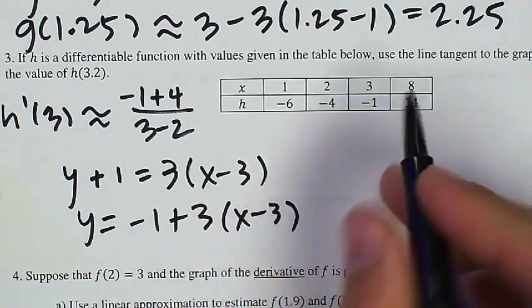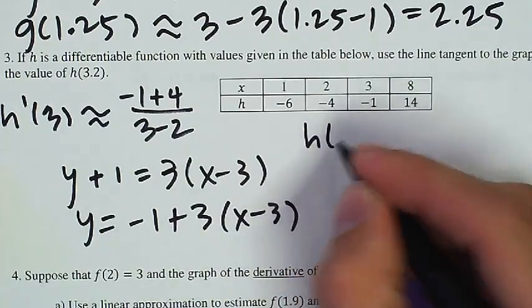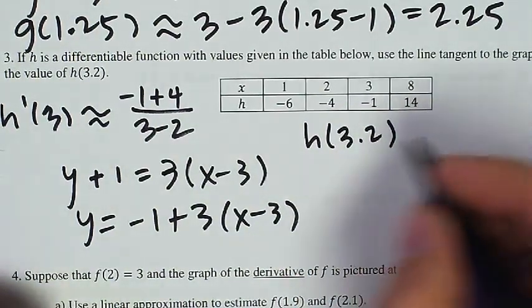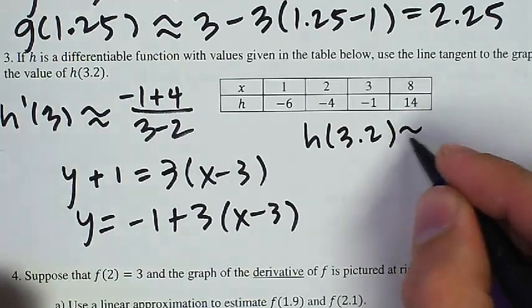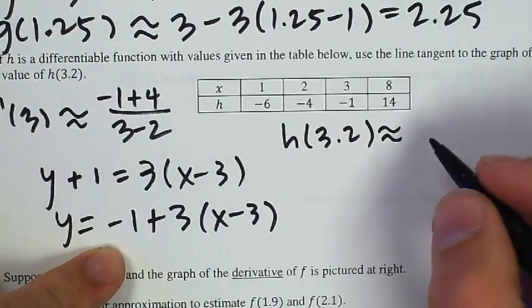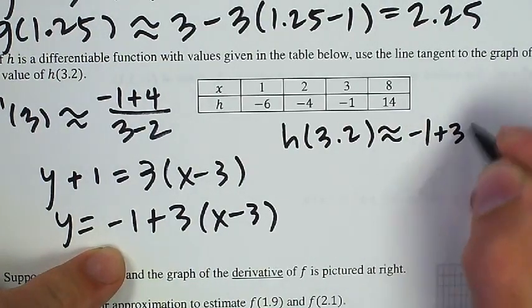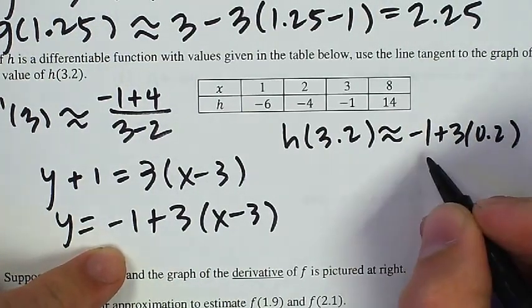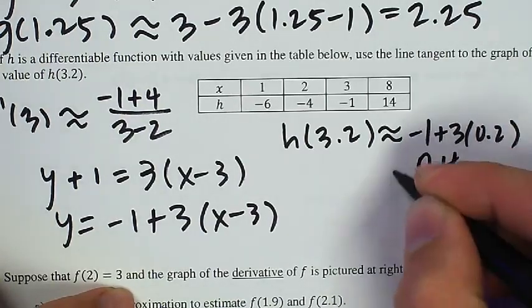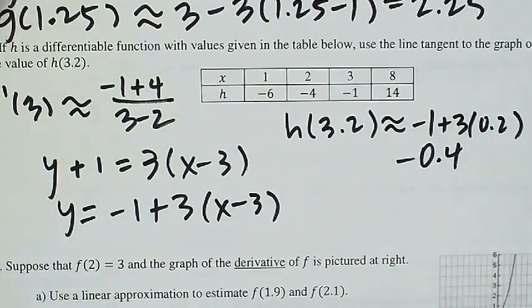Okay. So if I wanted to approximate h of 3.2 using this tangent line, which isn't, I guess, even a tangent line, I suppose it's a secant line, what is the best we got, is approximately equal to negative 1 plus 3 times 0.2. Okay, so negative 1 plus 0.6 is negative 0.4. All right.